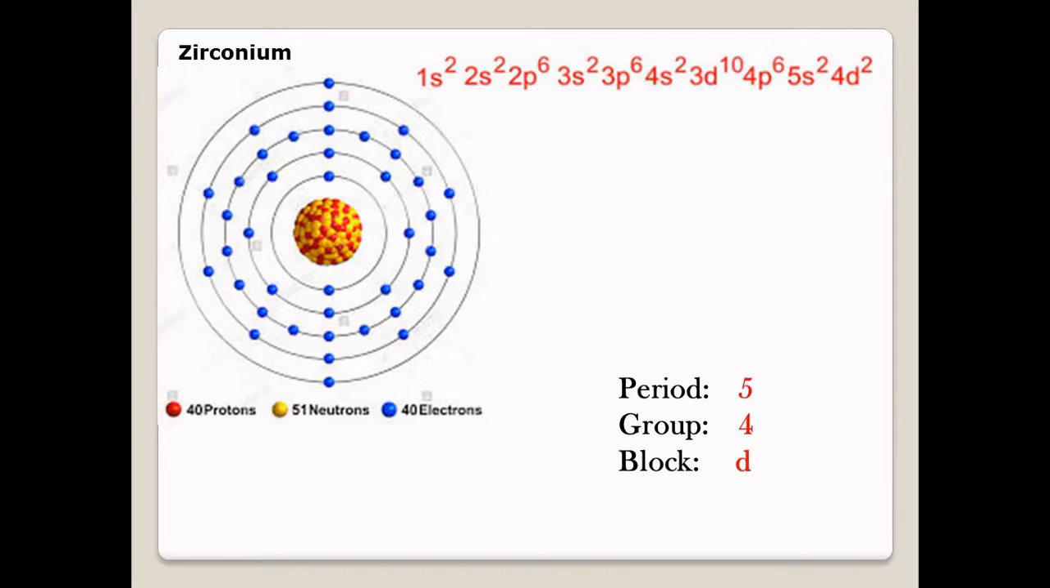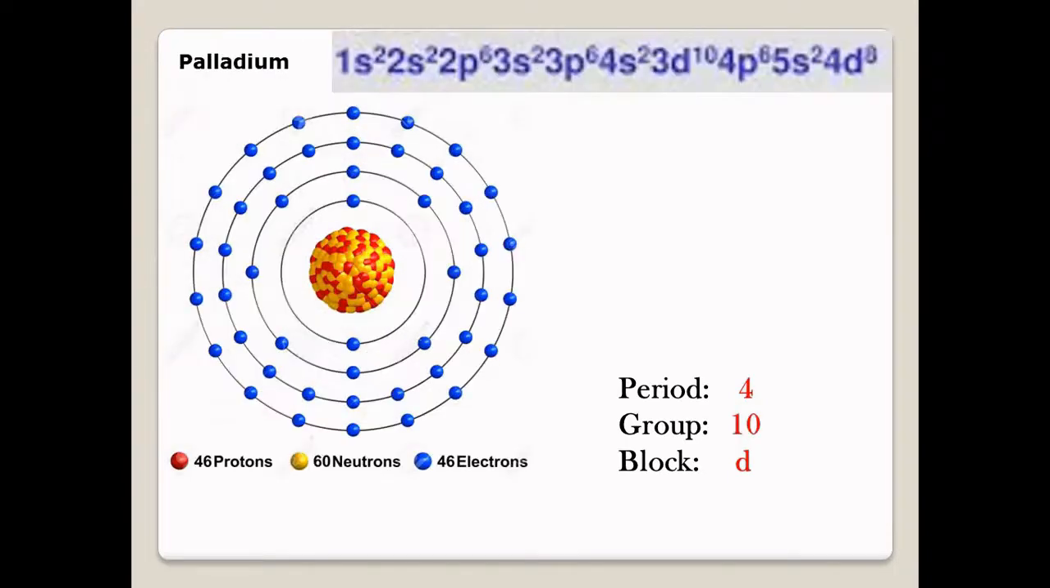Okay, this is zirconium. The electronic configuration says that it is a group 4 element, a period 5 element and a d block element. Okay, this is palladium, which has 4 shells, so it is a period 4 element. It has 10 electrons, that is 2 plus 8, so it is a group 10 element, and the last electron is in d, so it is a d block element.